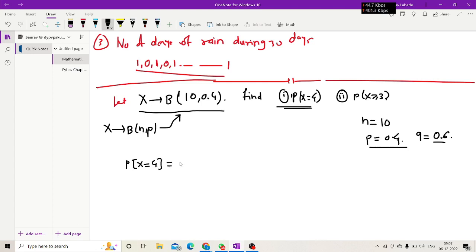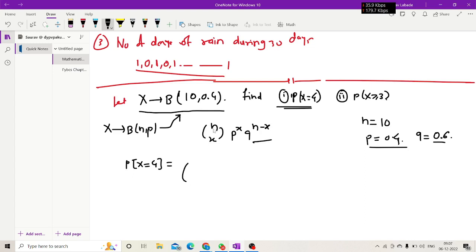So how are we finding it? We are simply using the probability mass function of this. So what is the probability mass function? It is nCx p raised to x q raised to n minus x. I will just simply use this formula. So what will that be then?